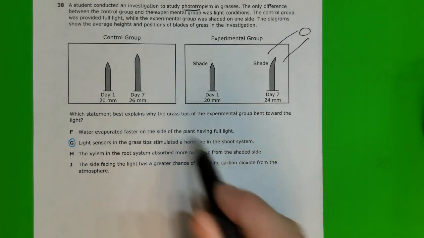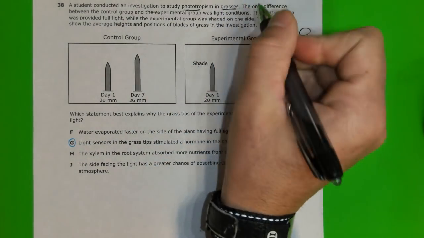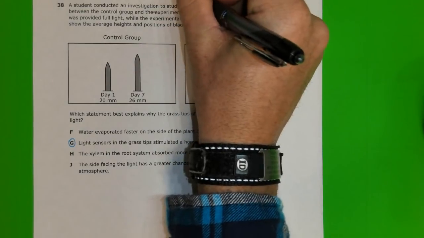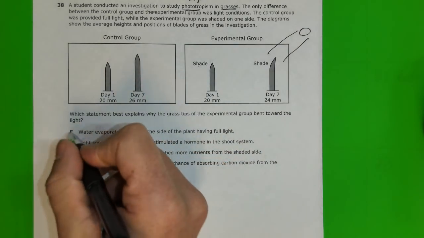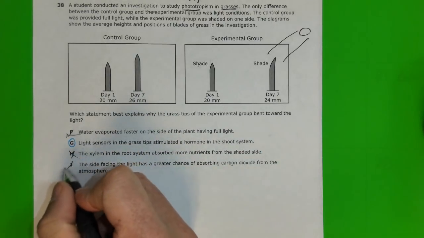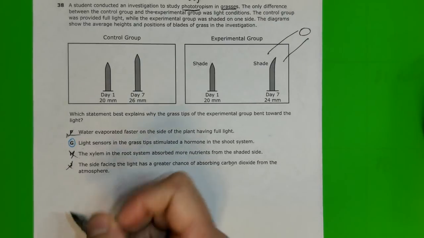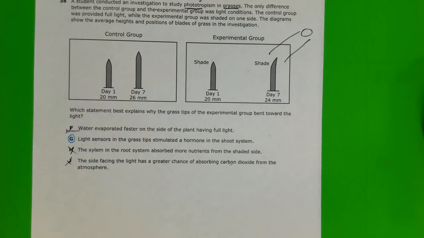But if you didn't know that, again, we're talking about grass. So we're talking about grass and light. We know photo means light. So let's find an answer choice that has light and grass in it, and we'll be good. This experiment didn't mention anything about water. It didn't mention anything about the nutrients, and it did not mention anything about carbon dioxide or the atmosphere. The only thing that it really talked about was light and how well the grass grew or how well it did not grow.